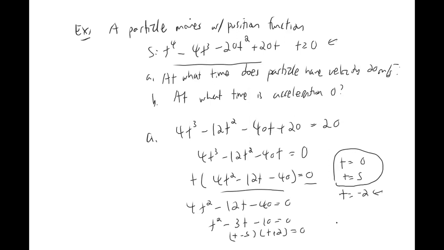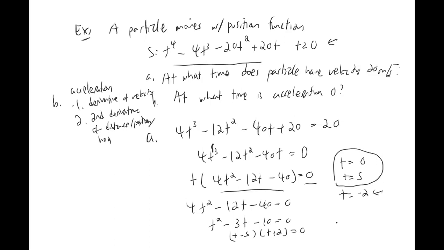Now, I want to go to the second part. Acceleration, you should always think of as the second derivative. You can think of it two ways. One, the derivative of velocity. Two, the second derivative of distance, or in this case, position. What was the last problem? Height function. So it's like the F double prime. That's acceleration. It's like the slope of the velocity.